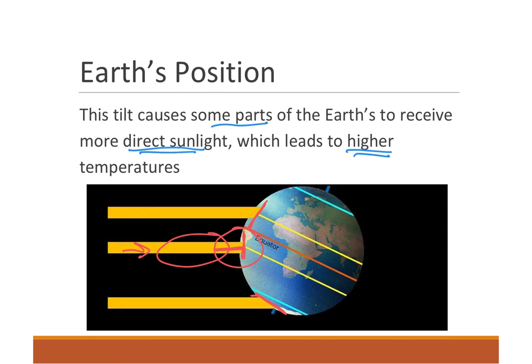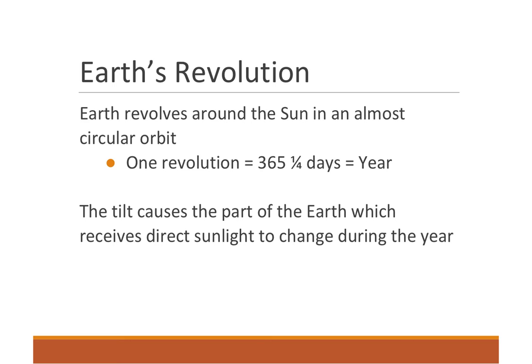Along with rotating around its axis, the Earth is also revolving around the sun in an orbit. This orbit is mostly circular, and one revolution takes 365 and 1/4 days, and that, of course, equals a year. So you take the revolution plus the tilt, and what happens is that parts of the Earth that receive the direct sunlight will change during the year. And sometimes a particular part of the Earth, a particular hemisphere, will be receiving more direct light, and other times of the year it's receiving less, which then affects how much that part of the Earth is heated up, what the temperature is, and then what season is being experienced.